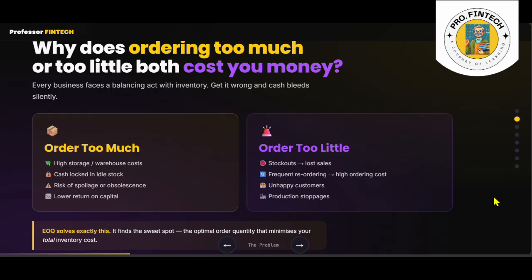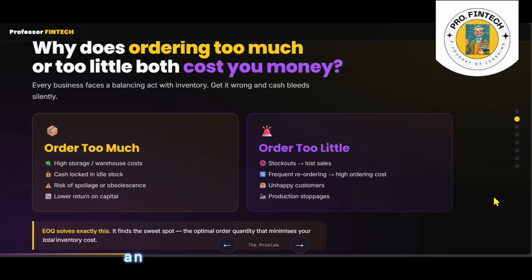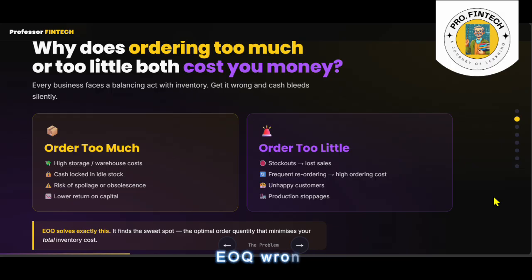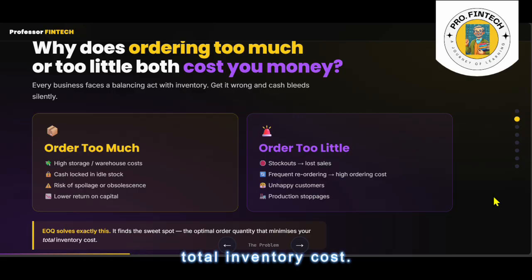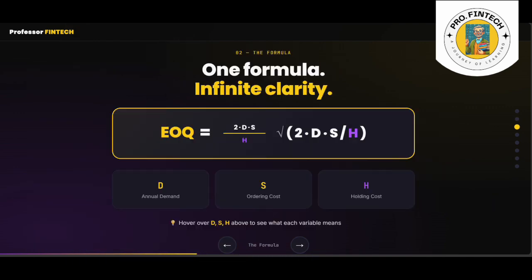Quick gut check. Have you ever walked into a store for something specific and it was just out of stock? That frustration you felt, that's a business that got their EOQ wrong. EOQ solves exactly this tension. It finds the sweet spot, the one order quantity that minimizes your total inventory cost, balancing both sides of this tightrope at once.